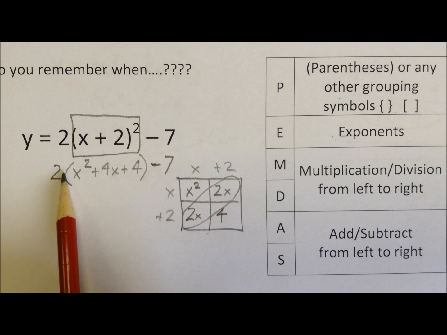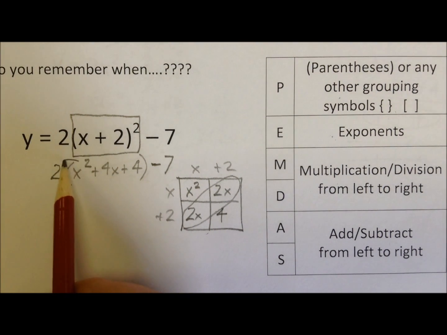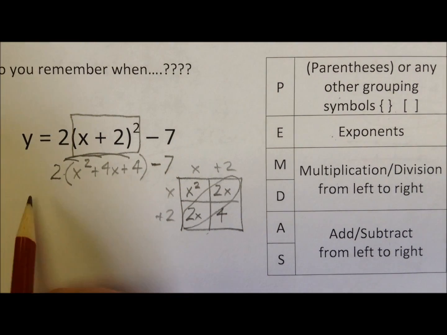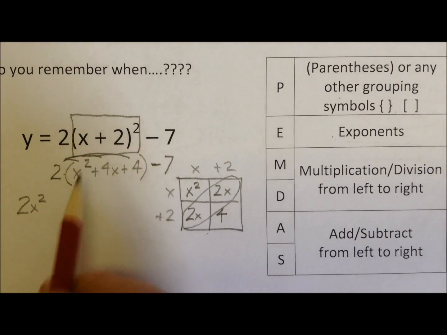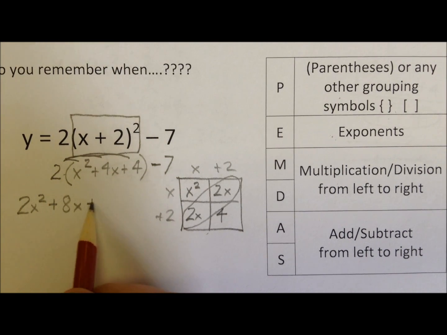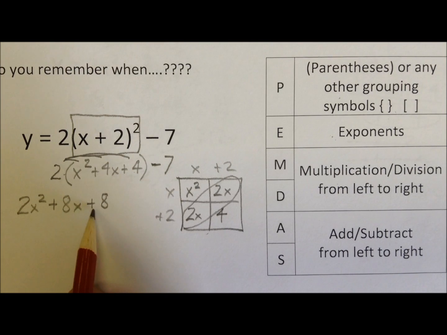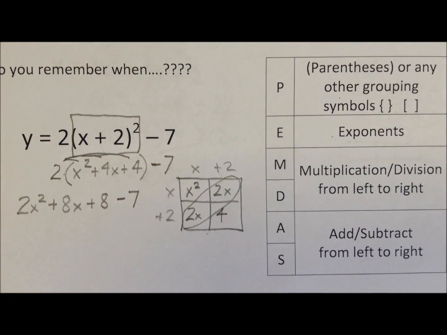I got a multiplication of 2 times this trinomial, so I'm actually going to have to distribute once, twice, 3 times. I'm going to distribute a 2 to the trinomial. 2 times x squared is 2x squared. 2 times 4x is 8x. And 2 times 4 is 8. So this, after we distribute, the parentheses goes away. Now all I got to do is subtract 7.